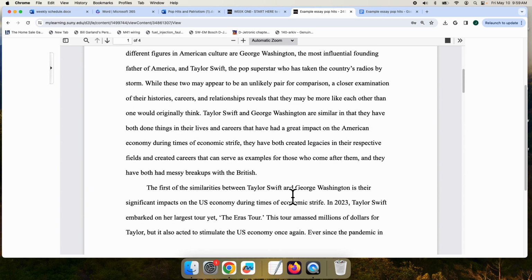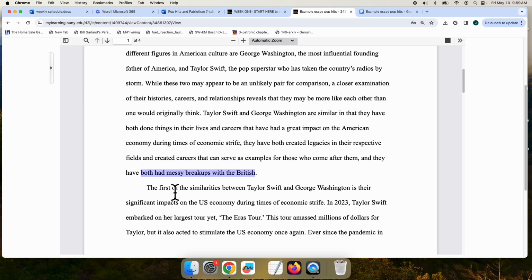Now we go to the ender. She ends on this great point, and it's kind of a funny one. They're similar in that they both had messy breakups with the British. Now there's something happening here that you might not have noticed. She organized her 3 points using a very specific strategy.